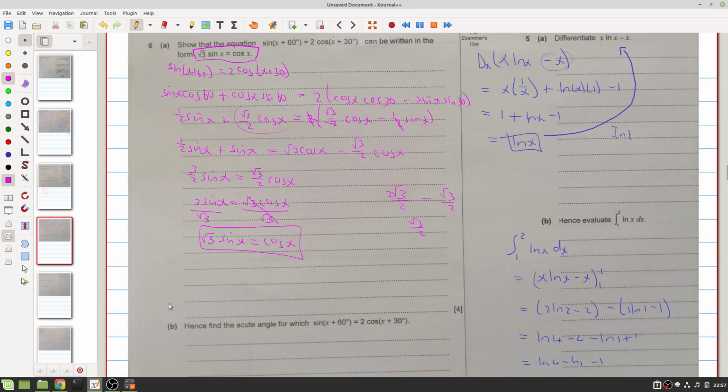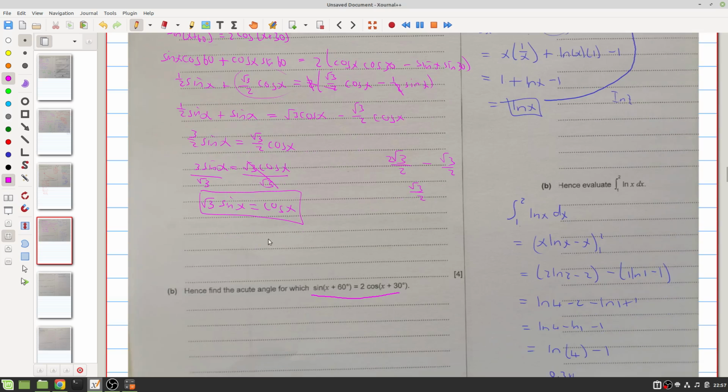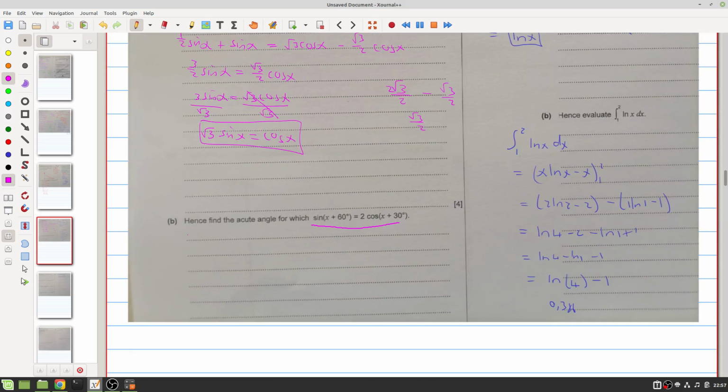Hence means we have to use our previous answer. Find the acute angle for which this is true. So we know this whole thing can be rewritten as this. So all we need to do is solve this equation: square root 3 sine x equals cos x.